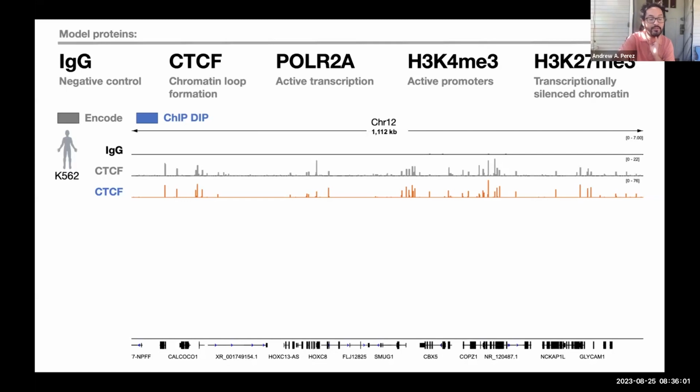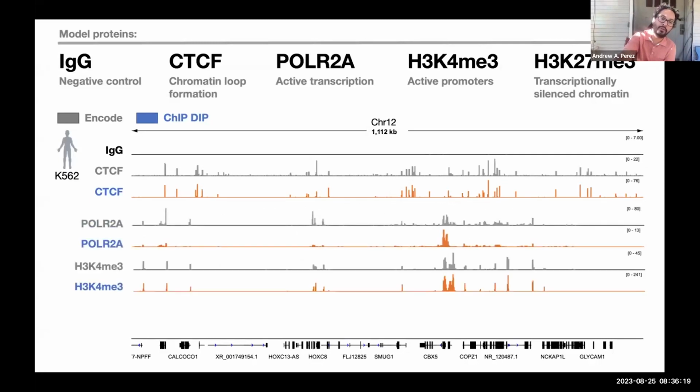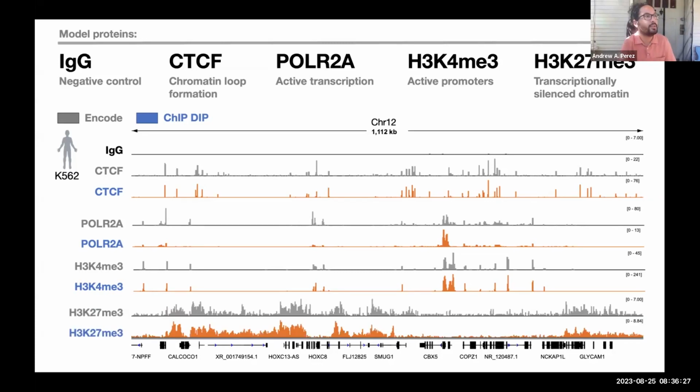If we compare CTCF to our ENCODE control, we see our map matches nicely across this roughly 1 megabase region. If we zoom in, we can see that we're still matching the ENCODE nicely, and we're getting sharp peaks of enrichment. And then if we keep going, we have POL2 and H3K4 trimethylation to denote active promoters. And then on the flip side, we have H3K27 trimethylation, and these are actually mutually exclusive in the same pool with these active promoters. So now we have this assay that we think is working nicely.